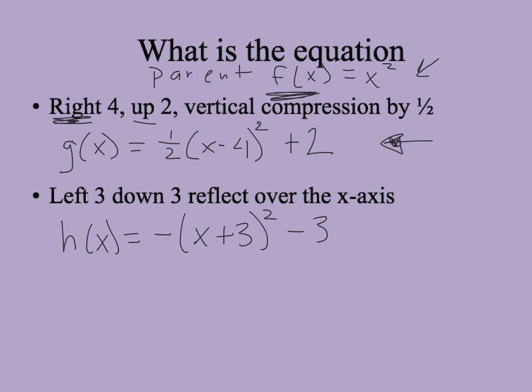Last but not least, this negative right here would take care of my reflection over the x-axis. This plus 3 on the inside of the equation would move me left 3. Again, it's opposite on the inside of the equation. And down 3 gives me a minus 3 on the outside of the equation. Make sure you took great, grand, wonderful notes.